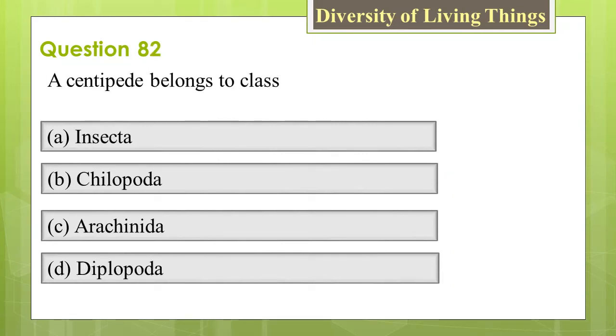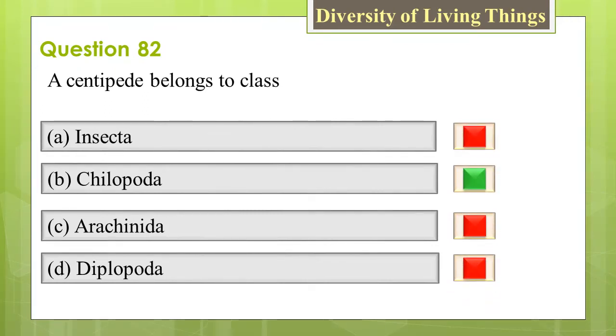Question 82. A centipede belongs to class A, Insecta. B, Chilopoda. C, Arachnida. D. Diplopoda. Which one of the following alternatives is the best alternative? The best alternative is B. Chilopoda.